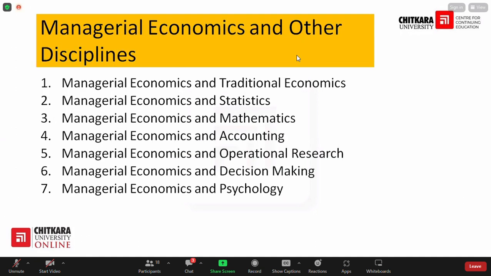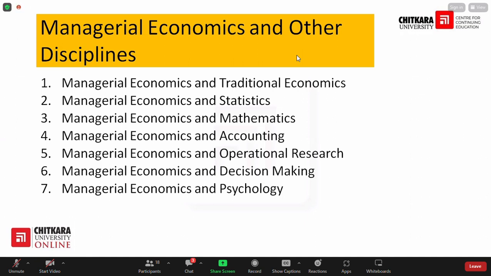So managerial economics and other disciplines. I told you in the nature that managerial economics is multidisciplinary, because it makes use of statistics, mathematics, accounting, operational research. Managerial economics and traditional economics are the same. Managerial economics is part of microeconomics. That is why it is also known as applied microeconomics.